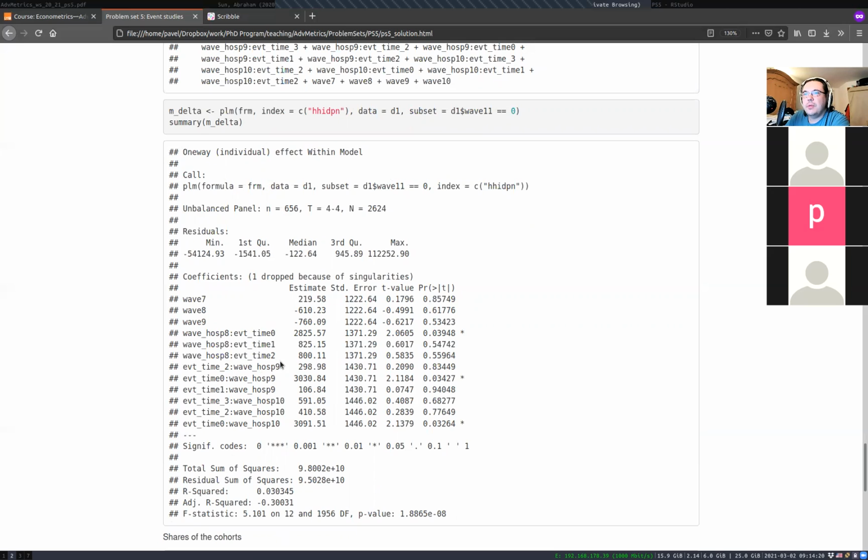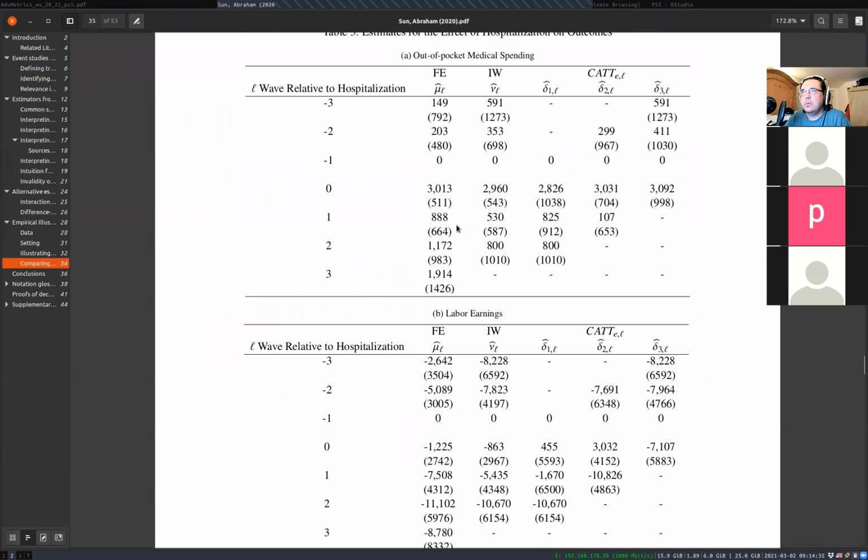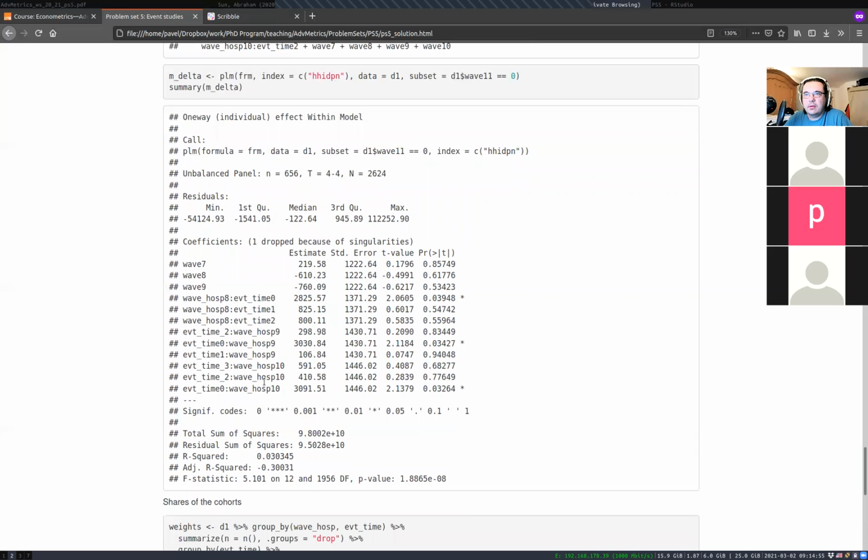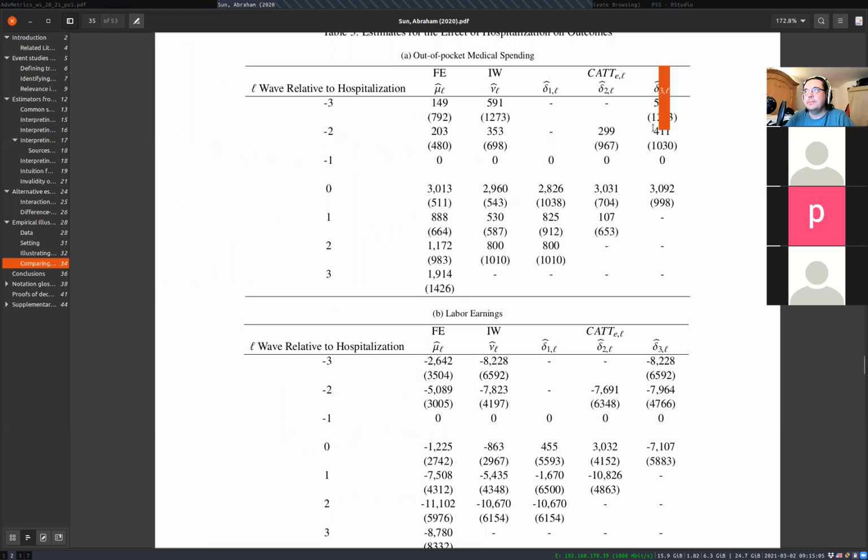And let's compare them to the results in the paper. For example, this is cohort 1 and period 0, and the number is 2826. That's exactly the coefficient that we get. Let's check something else. For example, for the third cohort, let's look at time period -3. This should be 591. And that's exactly what we get in the table here. So these are the CATTs that we get. The next step would be to estimate weights.